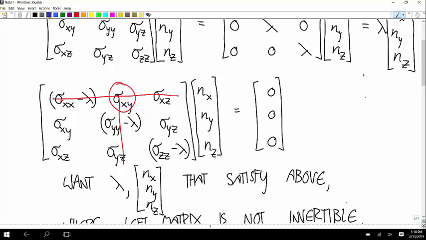Okay, so sigma xy times the quantity sigma zz minus lambda.